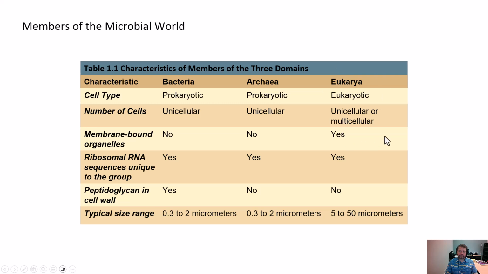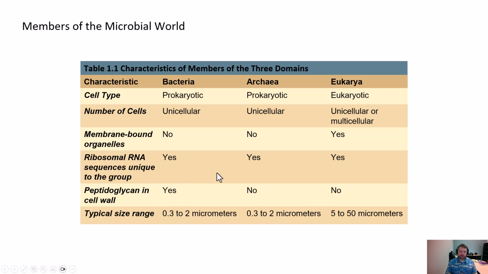Okay, eukarya, they can be unicellular or multicellular. So we'll look at unicellular protozoans, and then we'll look at multicellular organisms like tapeworms and things like that in the class. Membrane-bound organelles, like I said before, none for bacteria and archaea, yes for eukarya.